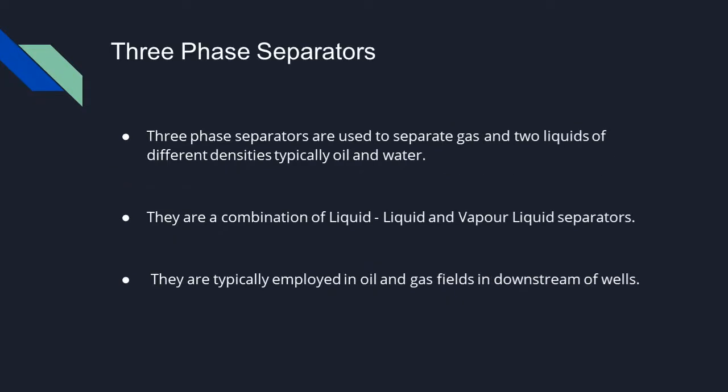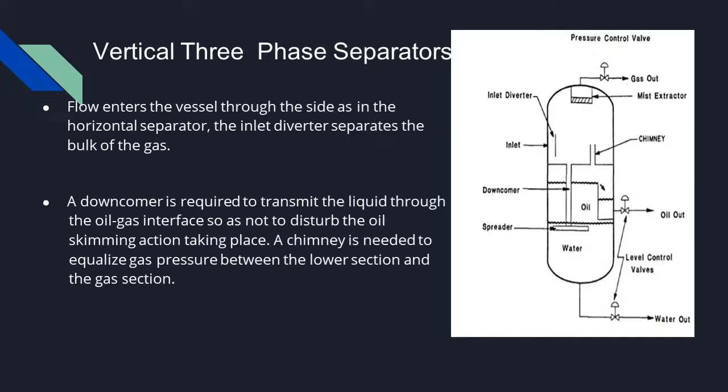So, what are three-phase separators? Three-phase separators are used to separate the process fluid into gas and two liquids, that is oil and water. They are a combination of liquid-liquid separator, as we have to separate the liquid into two components, and the vapor-liquid separator. They are typically employed in oil and gas fields downstream of wells.